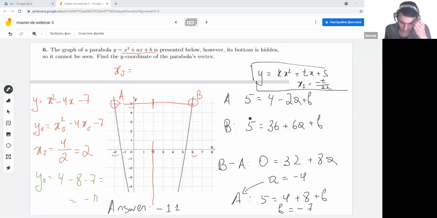Yeah, so this problem is a little bit more complicated than the previous ones, because it deals with parabolas and some rules from, let's say, first grade calculus or something. So let's move further.